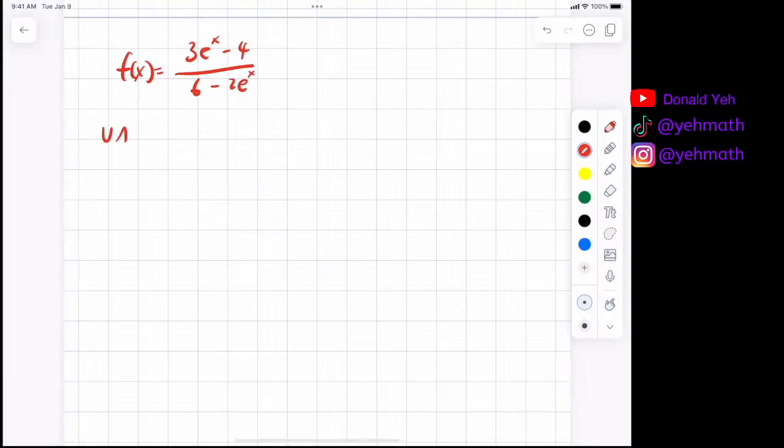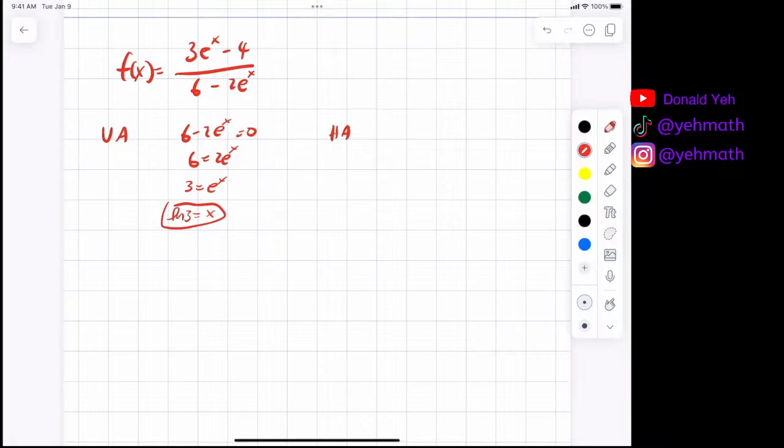Again, I'm going to start with the vertical asymptote. So 6 minus 2e to the x is equal to 0. 6 equals 2e to the x. 3 equals e to the x. Natural log of 3 equals x. So that's the first vertical asymptote. Fairly straightforward.